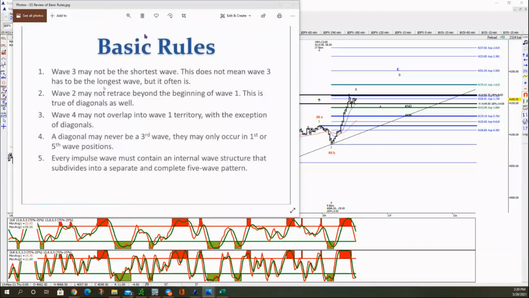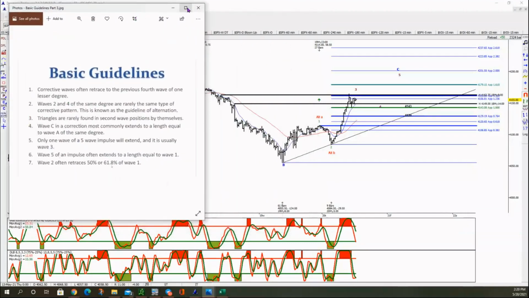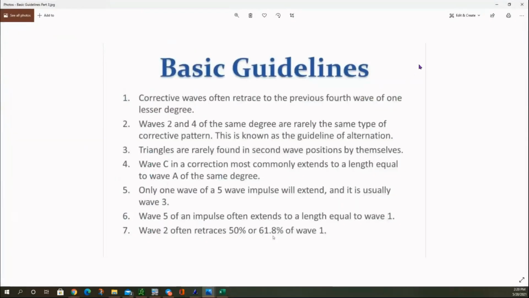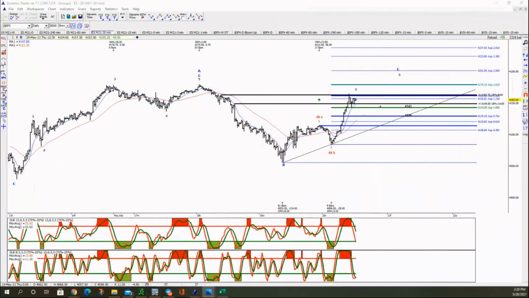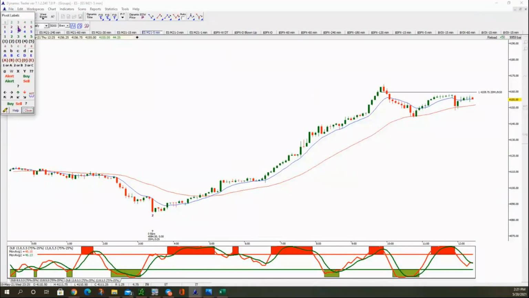So let's talk about, these are rules, and let's talk about guidelines. Okay. Corrective waves often retrace to the previous fourth wave of one lesser degree. So this would be, I'm just going to put it like this, and label this like this.